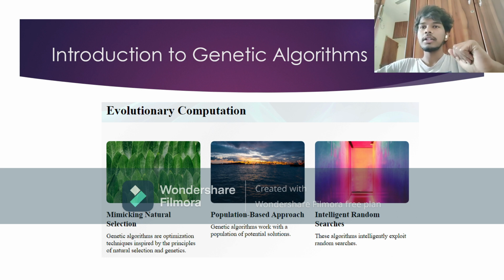And the intelligent random searches. These algorithms intelligently exploit random searches. Like many search algorithms are there, so we can use that for searching the minimum path. Okay, so these are the introduction to genetic algorithms. We'll move to the next slide.